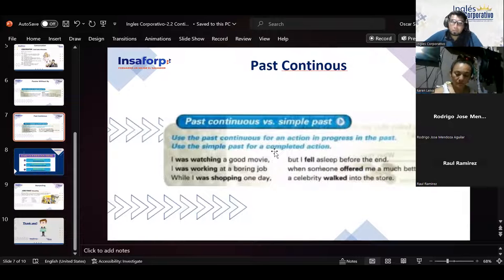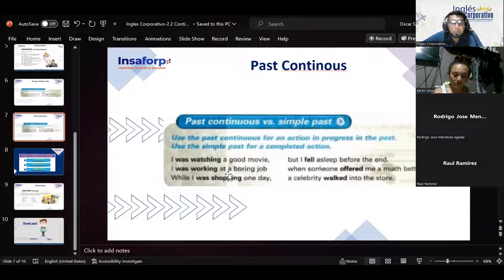But when you actually get interrupted, or when something else gets in the way, well, that's when you have to use the past continuous. Another example of this, we have, I was working at a boring job when someone offered me a much better one. So I was working at a boring job when someone offered me a much better one.